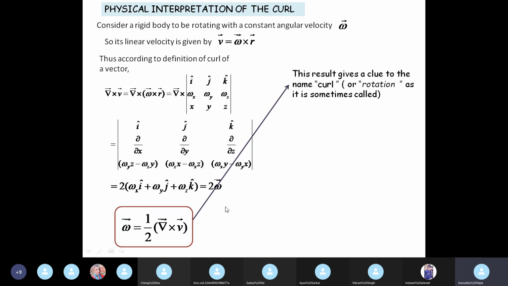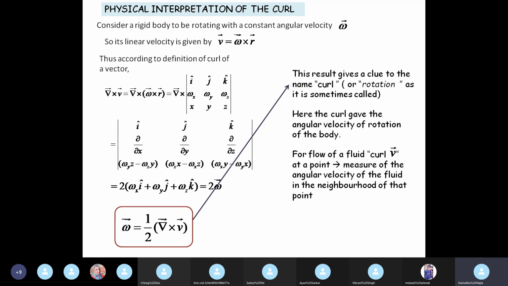So curl means rotation. All of you know what a curl means: the number of curls on a screw, a girl has curly hair. So curl basically means spirals, rotation. So when curl is 0, it means that it does not have angular velocity. Curl gives the angular velocity of rotation.